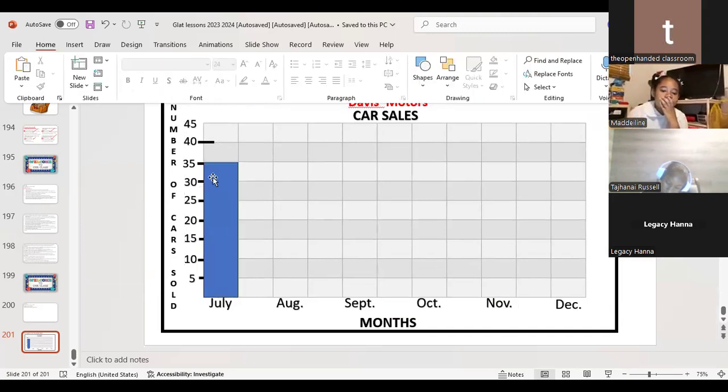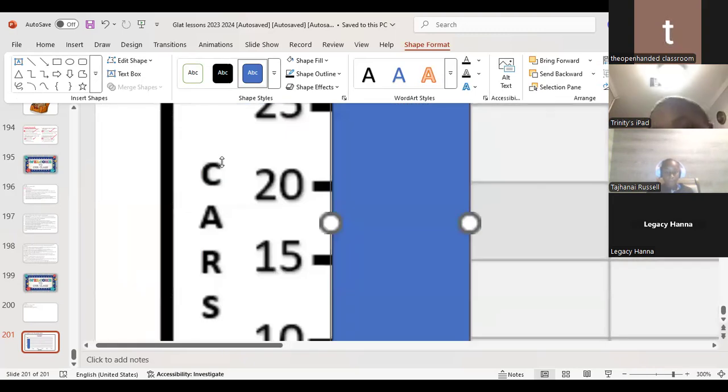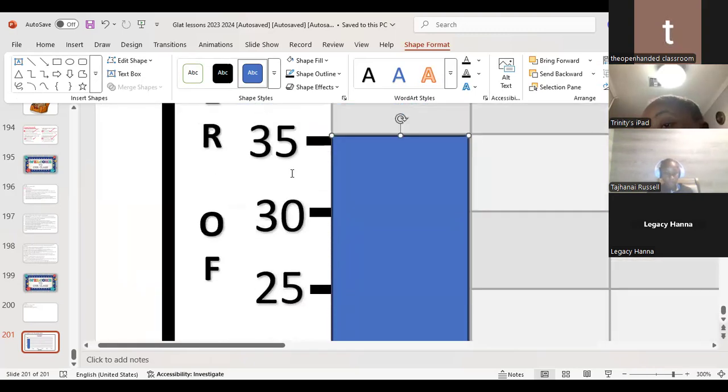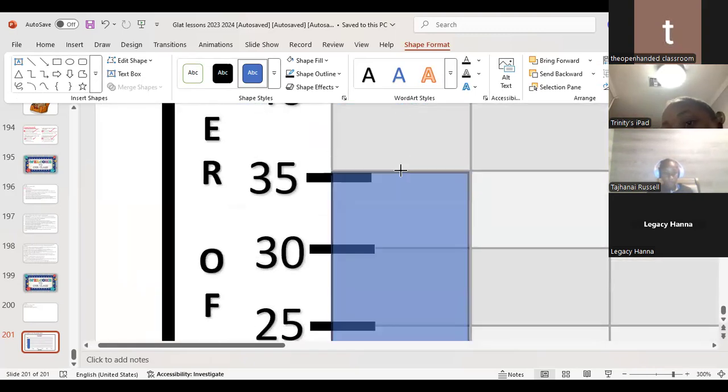Very good. Excuse me, Miss Liberty. Can we color that in? If you have coloring pencils, you can color it in. If you don't, then don't worry about it.